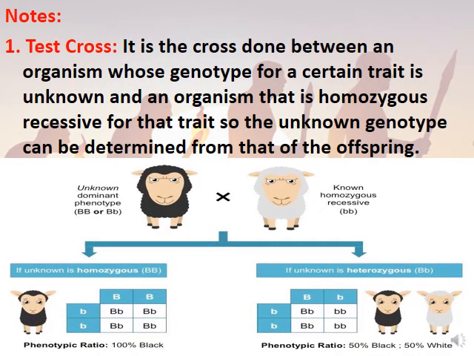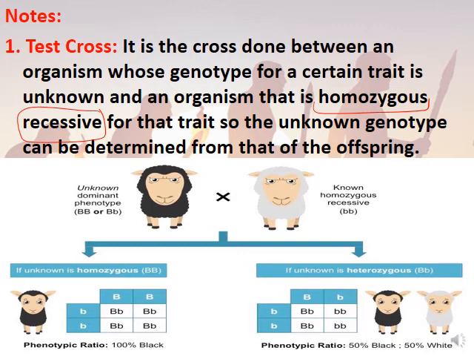Notes: test cross. What is the test cross? A test cross is the cross done between an organism whose genotype for a certain trait is unknown, we don't know the genotype of the individual, and an organism that is homozygous recessive. This one, the known one, is homozygous recessive. So the unknown genotype can be determined by this cross.